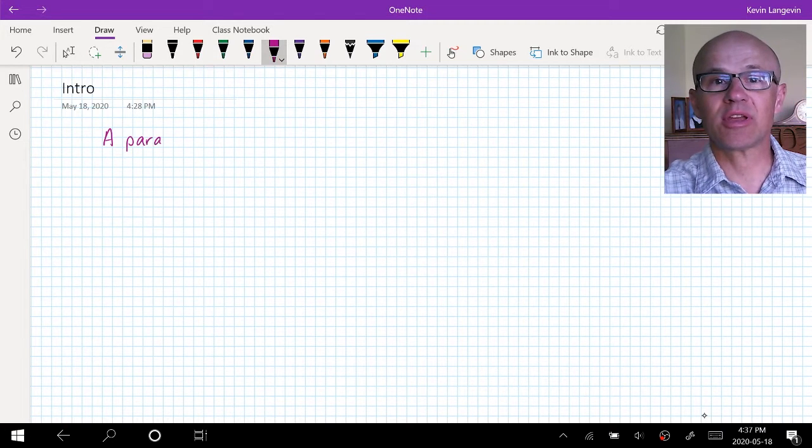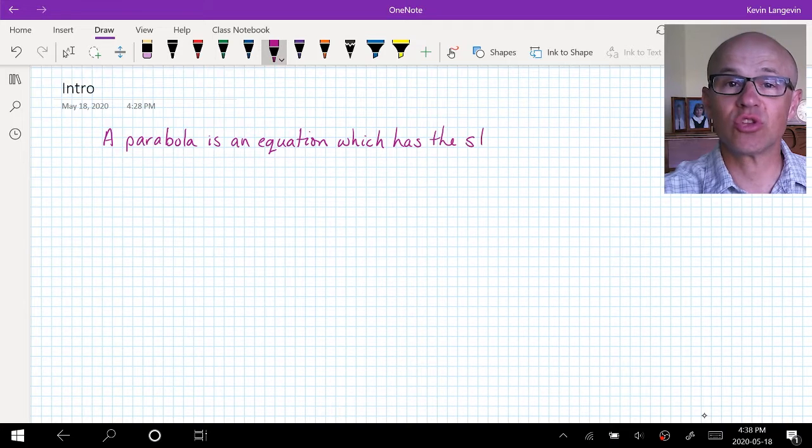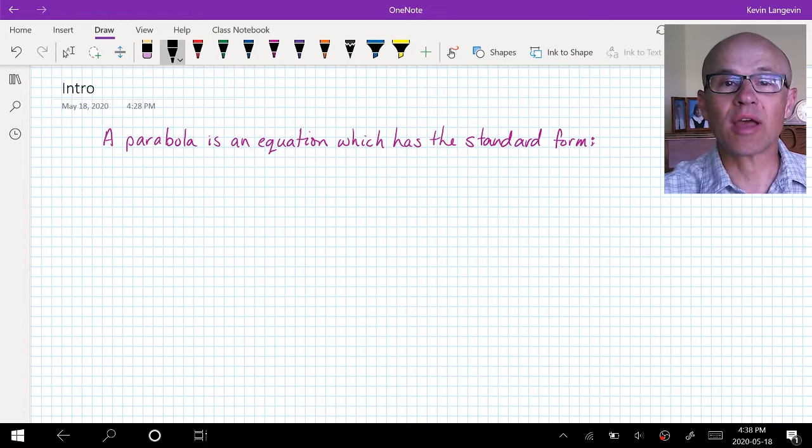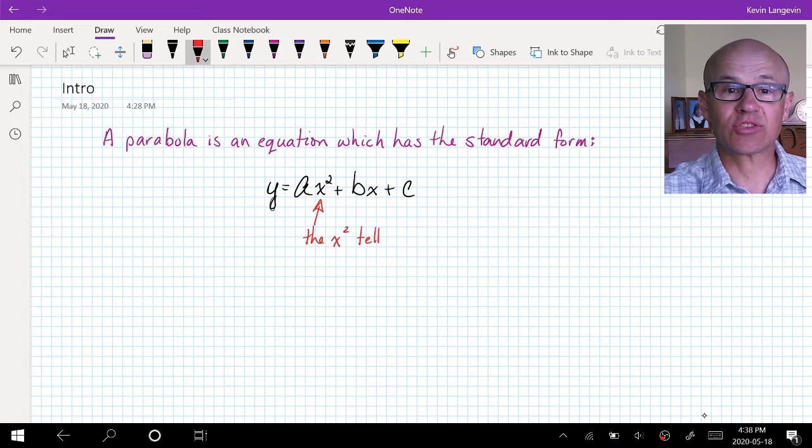So a parabola is a curved type of shape. It's an equation that usually looks like y equals, there's an x squared on the other side. And the square is going to be the highest power that we actually see. The x squared tells us that it's a parabola.